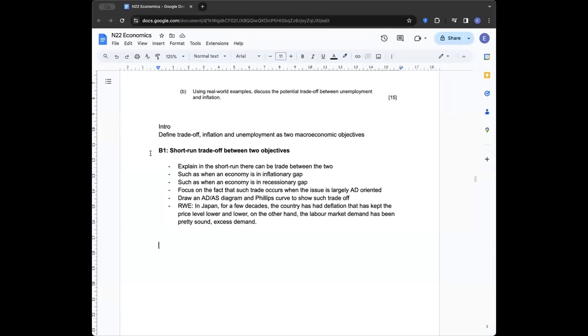So I can illustrate the situation with an AD-AS diagram and Phillips curves where necessary, showing the short-run trade-off between unemployment and inflation. And the real-world example I'm going to use is about Japan. For a few decades, the country has had deflation that has kept the price level quite low. On the other hand, the labor market demand has been pretty sound, I want to say. So there was excess demand for labor in the country.